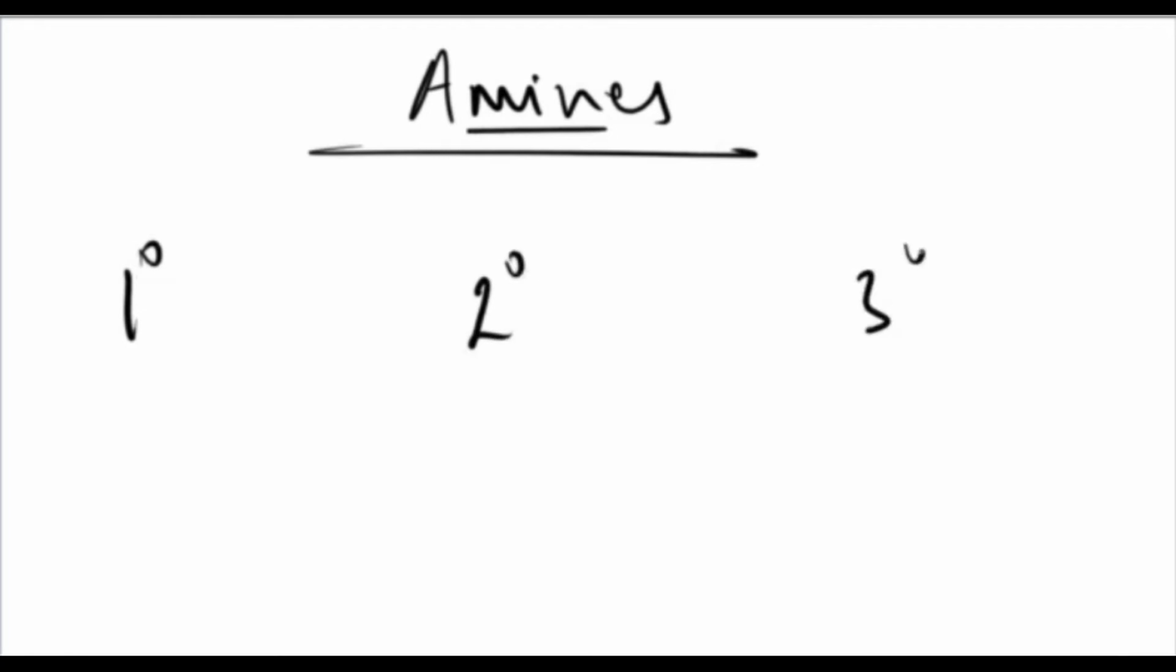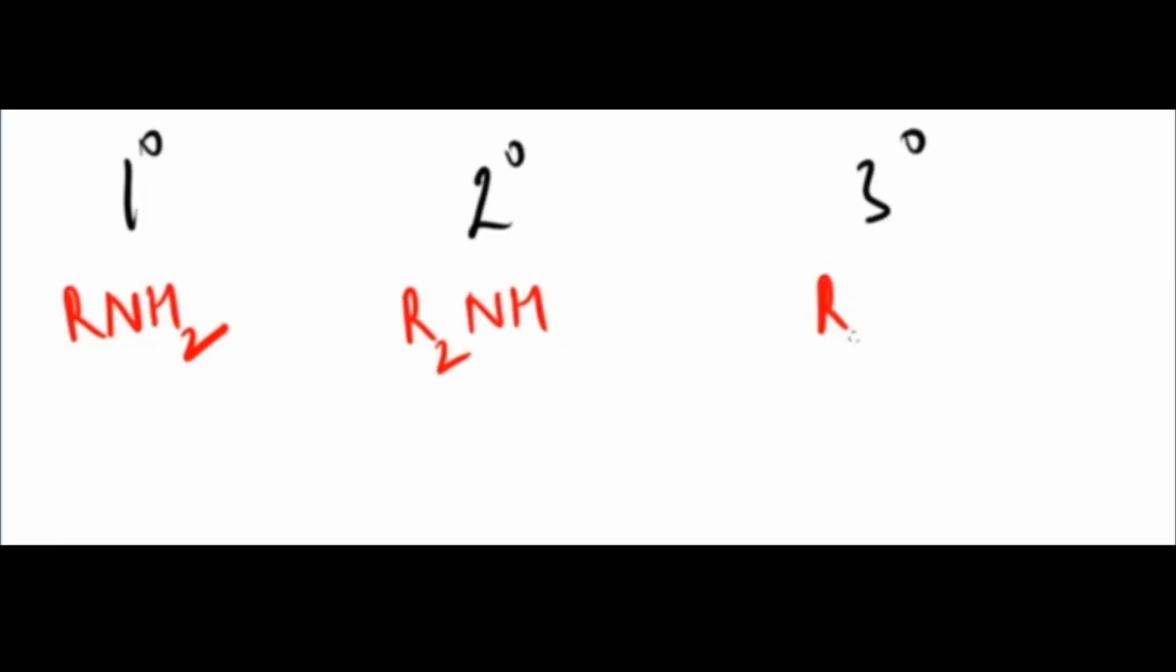Starting with our lesson for today, amines, they're NH2 groups or simply with nitrogen. You have 3 types, primary, secondary, and tertiary. Primary is with a single alkyl group with NH2. Secondary is 2 alkyl groups with NH, and tertiary will be 3 alkyl groups without any hydrogens.